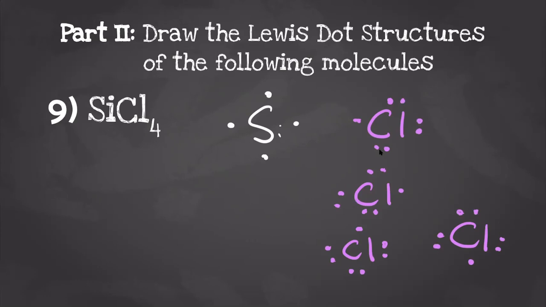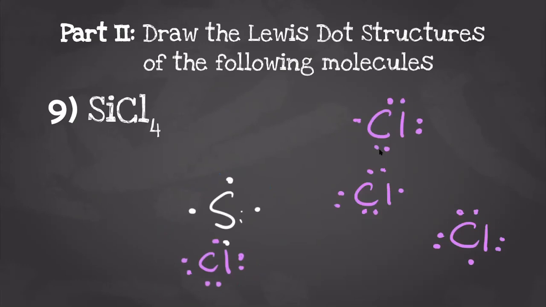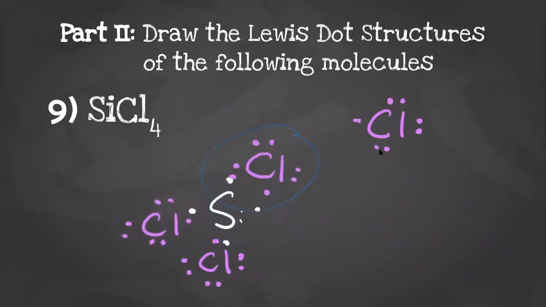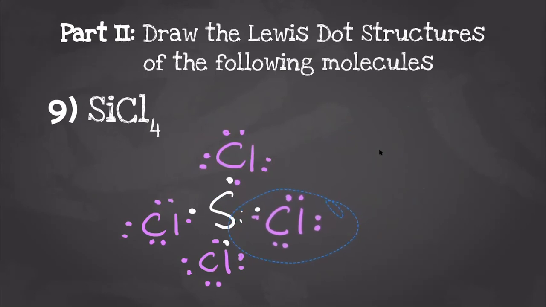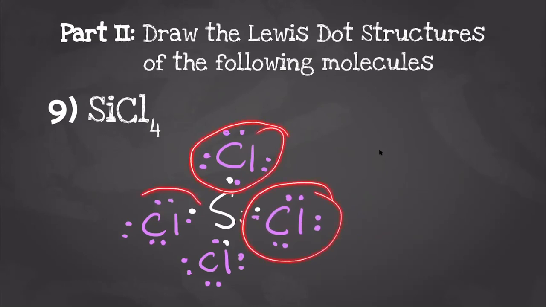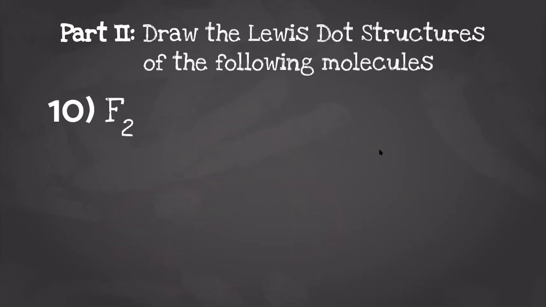So I'm gonna move this one here, move the whole thing down because I can fit more. This one there, and this one here. And that's our dot structure. Each one is going to have 8 as well as our center one.